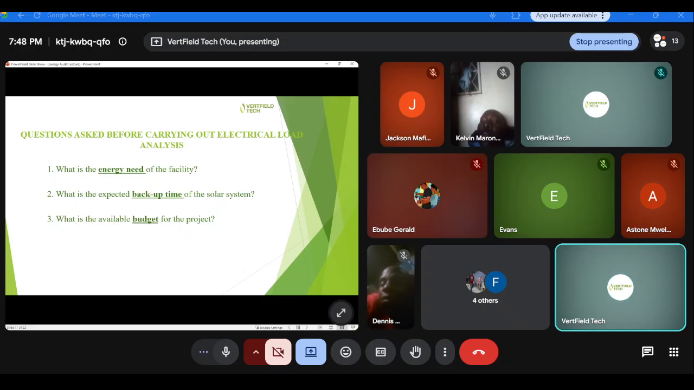his fan. Please, Mr. Jackson, on no account should you include Mr. Dennis's electric car. Please don't include it in the energy audit, okay? Because I know Mr. Dennis might now say, oh, let him also slot in his electric car there. Please don't do it.